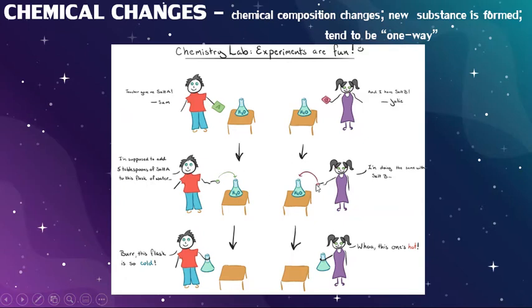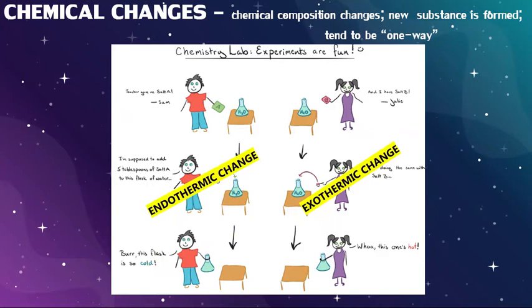They mix them both into the flask of water, and after some time, Sam notices that his flask feels cold, while Julie says her flask feels hot. The one that releases heat, the one that feels hot, would be an exothermic chemical change. And the one that feels cold to the touch would be called an endothermic chemical change.